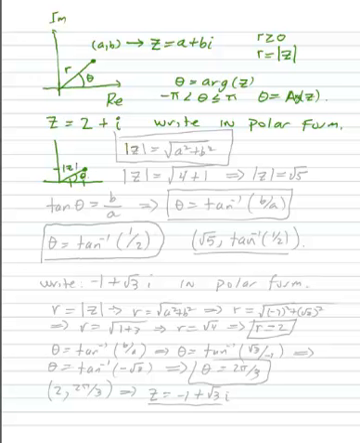The modulus of z is equal to the square root of a squared plus b squared. For this particular number, the modulus of z is the square root of 4 plus 1, which gives us the square root of 5. And if we remember from right triangle trigonometry, we can say the tangent of that angle theta is equal to b divided by a. Theta would be the arctangent of b over a.